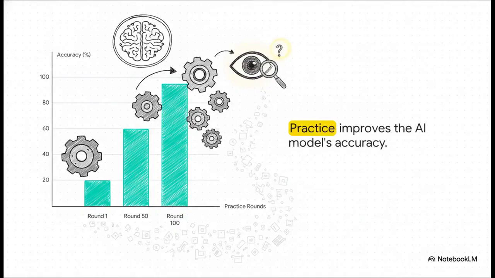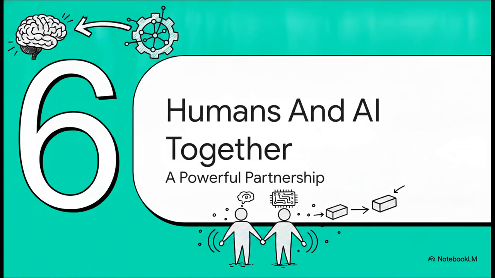Because learning never stops after just one lesson. The AI trains again, and again, and again. In practice round 1, maybe it only gets it right 20% of the time. But check this out. By round 50, it's at 60% accuracy. And by round 100, it's hitting a massive 95% accuracy. Every single practice round changes tiny, microscopic parts inside the AI model, making its predictions better and better. But, and this is a really important point, it's almost never 100% perfect, which is exactly why humans always need to check its really important decisions. And that perfectly cues up Section 6, Humans and AI Together, a Powerful Partnership.